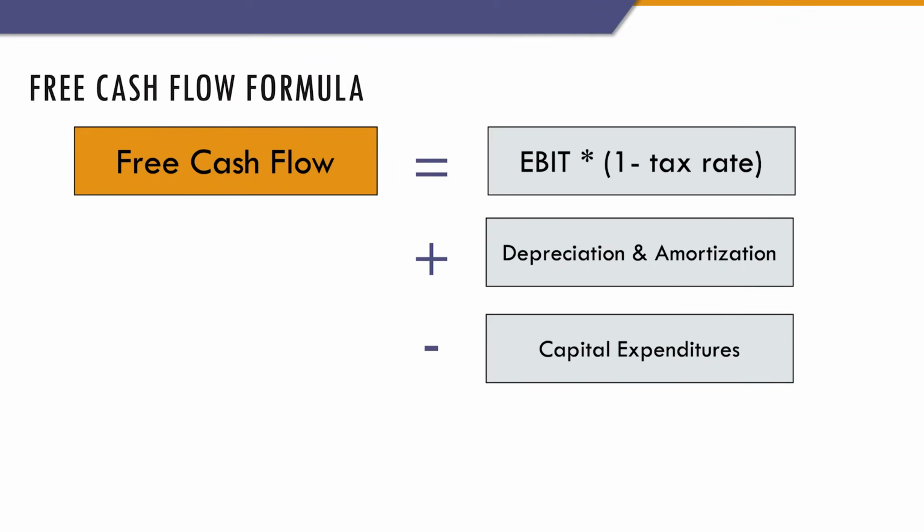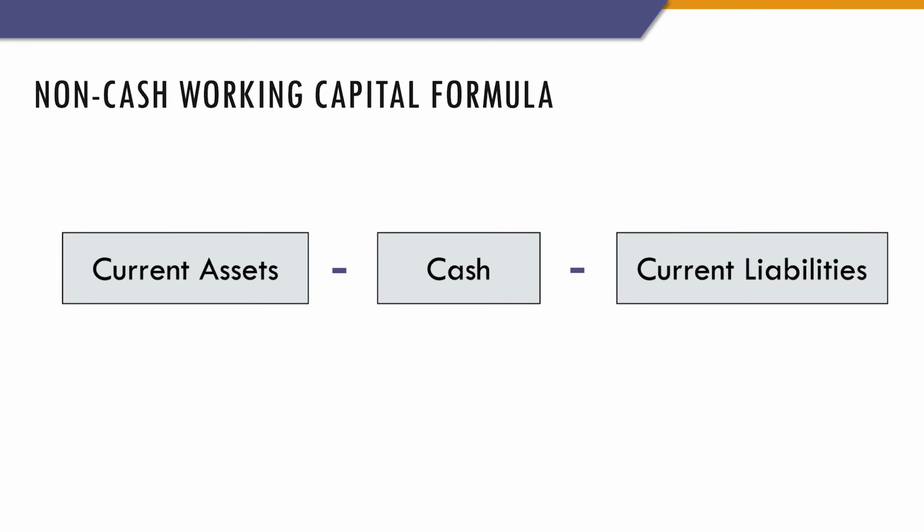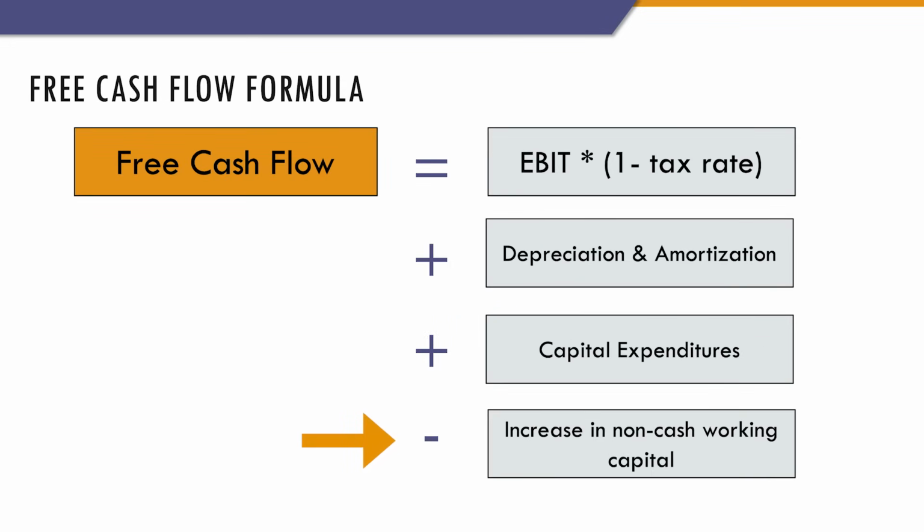Then you subtract capital expenditures, which is also known as CapEx. So these are things like buying a new factory, which is obviously a cash outflow, right? Then an increase in non-cash working capital is subtracted, while a decrease in non-cash working capital would be added. In short, non-cash working capital is capital that the company uses day-to-day for its operations. The formula is just current assets minus cash minus current liabilities. So if non-cash working capital is increasing, that means the company's assets are going up, and for that to go up, it's spending cash, so the company's cash flow is actually decreasing, hence the negative sign.